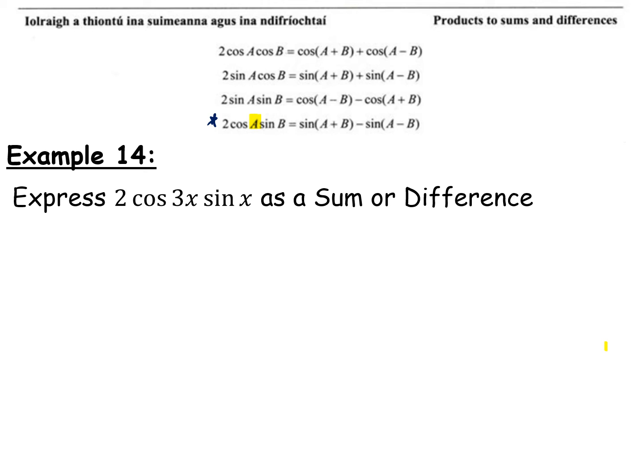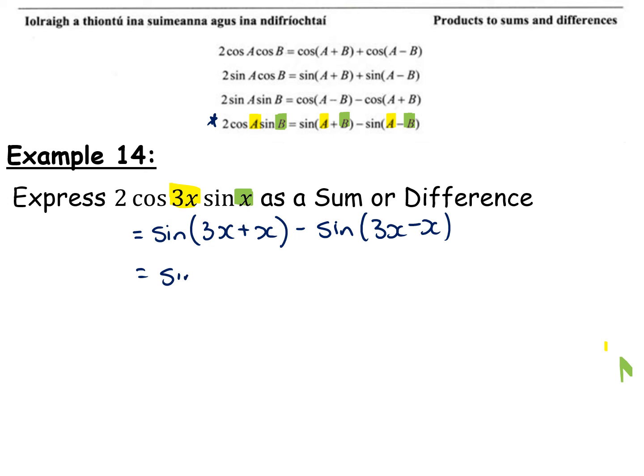So there's A, so our A is 3x, and we'll go green for B. So our B is x. So what this is going to look like is sine of A plus B minus sine of A minus B. So that gives us the sine of 4x minus the sine of 2x.